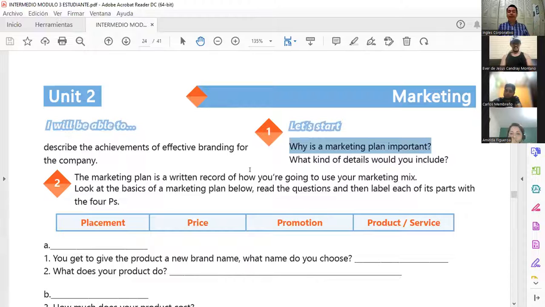I think it's important because it's the way for a company to show features of its product to the clients. Okay, excellent commentary. Walter, do you work in the marketing area by any chance? No, I work in planning. Oh, okay, good. Thank you.